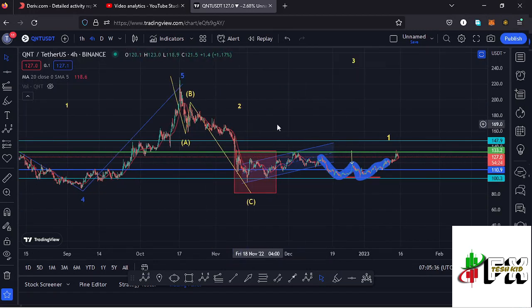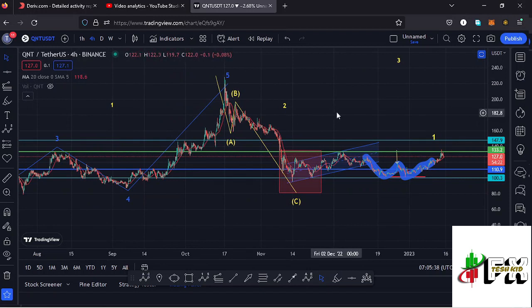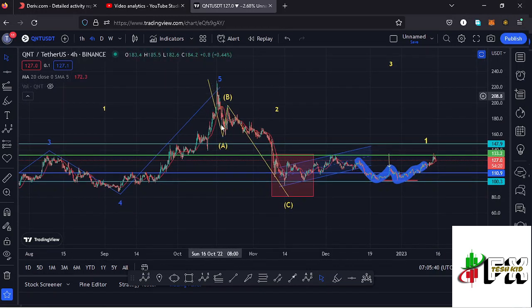Because wave 2 is a corrective wave, we also expected to see an ABC corrective structure, which we are seeing right here, having the wave C giving us a low at around the $95.5 mark, and there are chances that the low at around the $95.5 mark might be the low for this higher Elliott wave count 2.